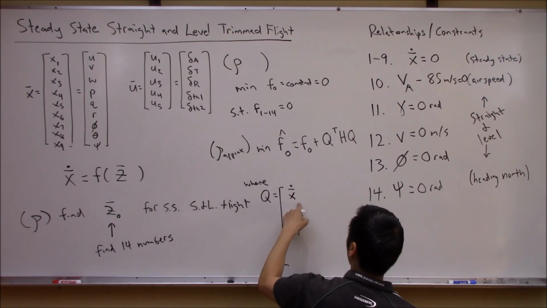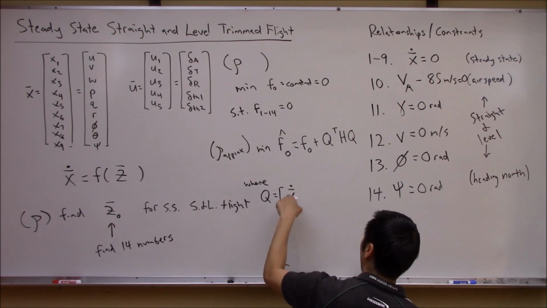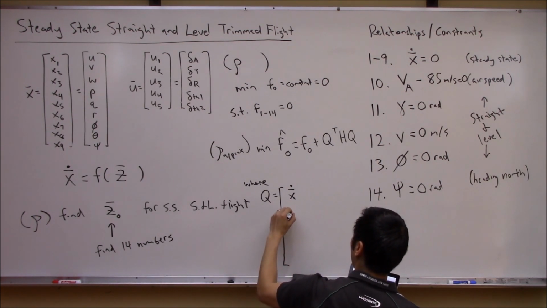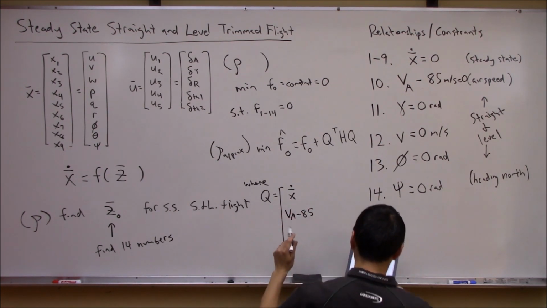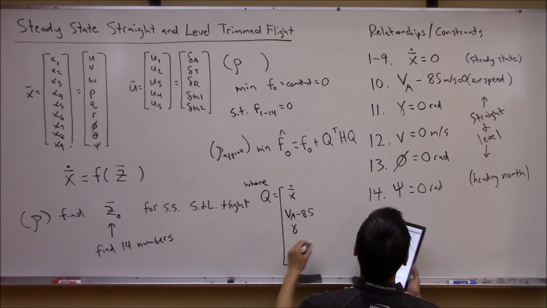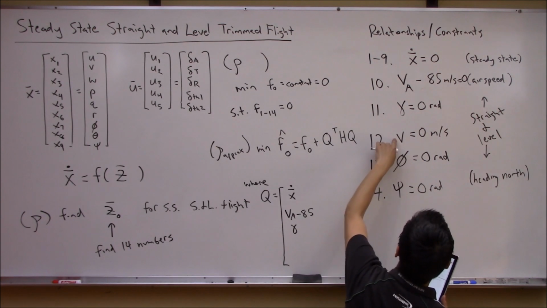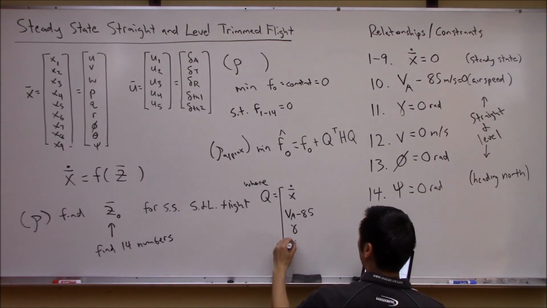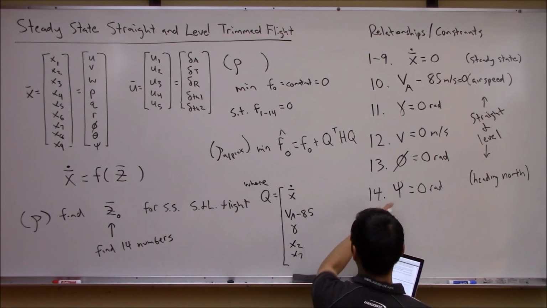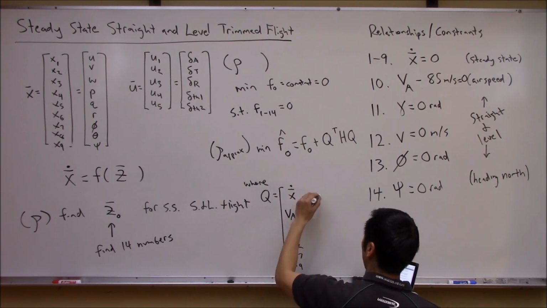This is going to be the first 9. If you think about it, this is actually 9 elements, right? And then we're going to stack in VA minus 85, right? And then we've got gamma. Where that was gamma, this is sideways velocity, so that's actually x2, right? And then this phi, I think, was x7, and then psi was x9. Okay?